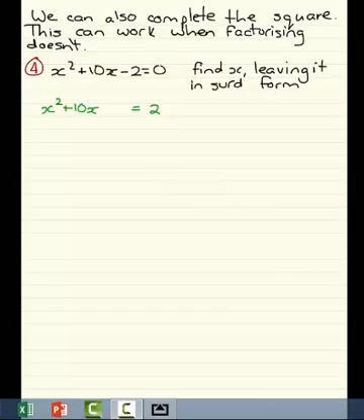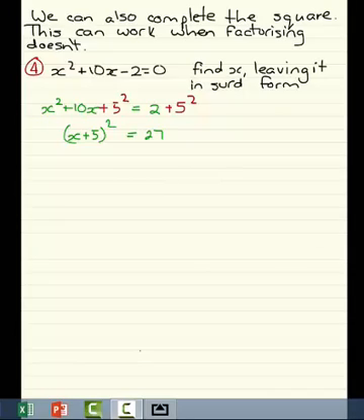What you do is you take the coefficient of x, the 10, and you halve it. So half of 10 is 5. Then you need to add 5 squared onto each side. Because once you've done that, you can then factorise the left-hand side into x plus 5 all squared. So x plus 5 all squared is equal to 27. So you've completed the square.